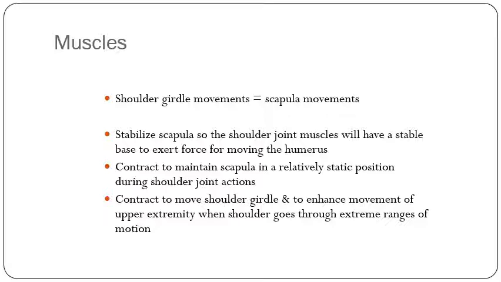And then when you're looking for movement and extreme ranges of motion, the shoulder girdle is going to move in order to enhance that range of motion. So in other words, if your scapula didn't move or you just had the glenohumeral joint, your motion would actually be a little bit more restricted. You wouldn't be able to move quite as much. By allowing the scapula to move, that enhances movement at the glenohumeral joint.